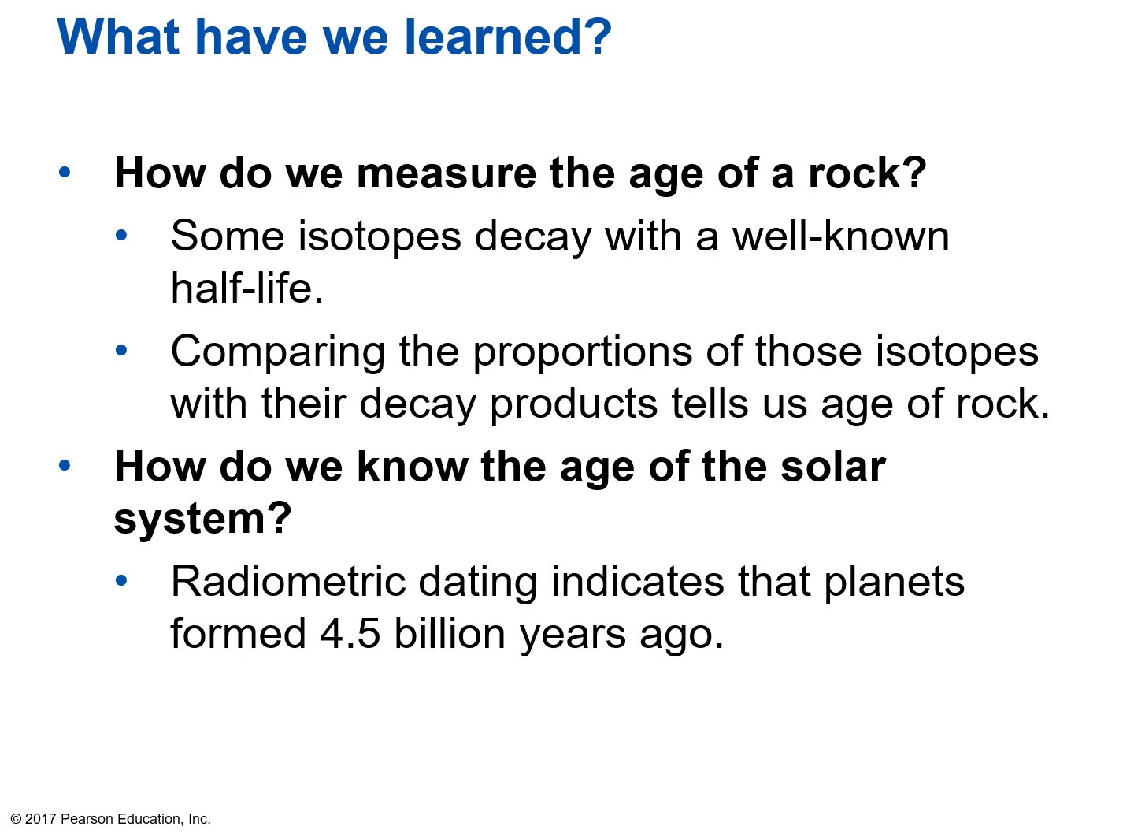So in this video, what have we learned? How do we measure the age of a rock? Some isotopes decay with a well-known half-life. Comparing the proportions of those isotopes with their decay products, remember that's the parent isotopes decaying into the daughter isotopes, tells us the age of the rock. How do we know the age of the solar system? Radiometric dating is what we use, and it indicates that the planets formed about 4.5 billion years ago.